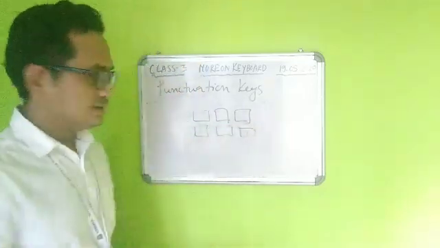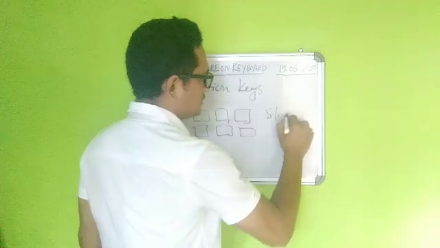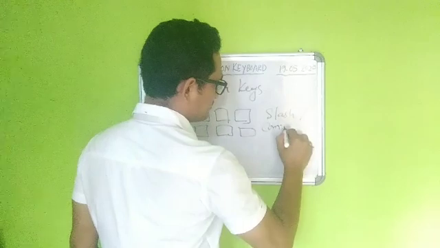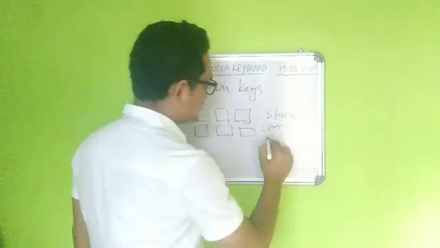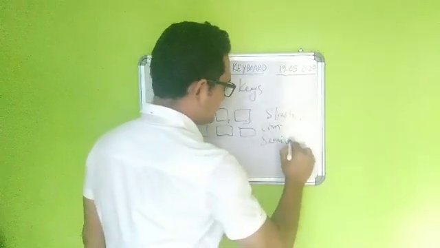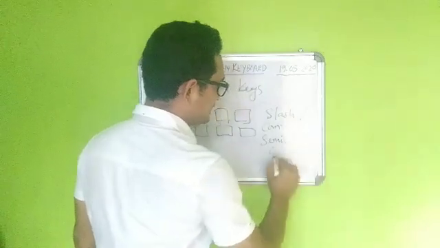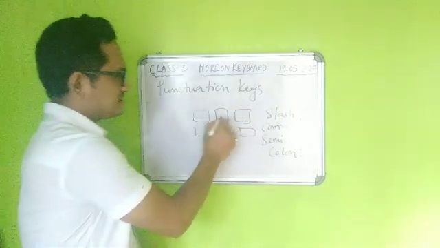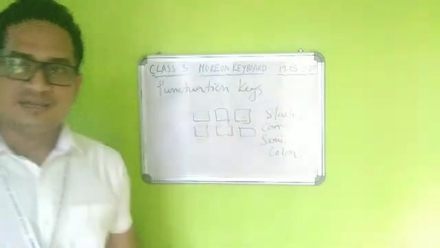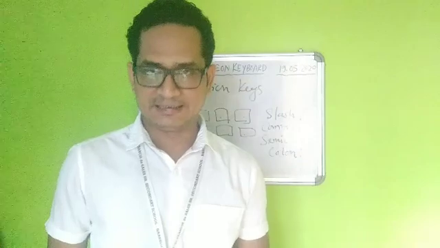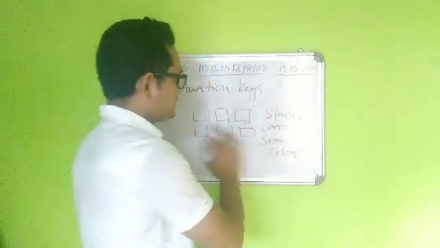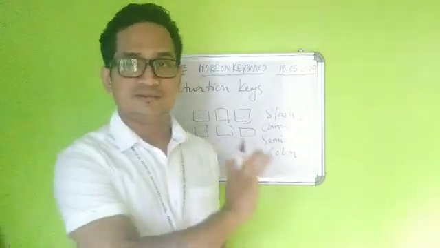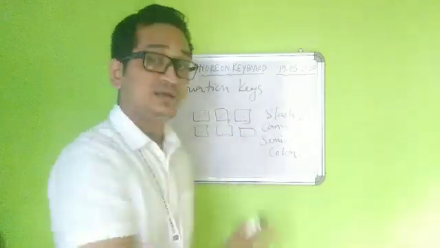In the boxes, you will be able to see the symbol slash. Then you will see comma. Then semicolon. Then colon also. So the keys where these symbols are mentioned will be known as punctuation keys. Fine. So these keys are known as punctuation keys because punctuation symbols are given there. That's why they are known as punctuation keys.